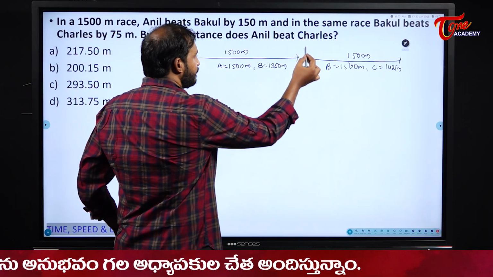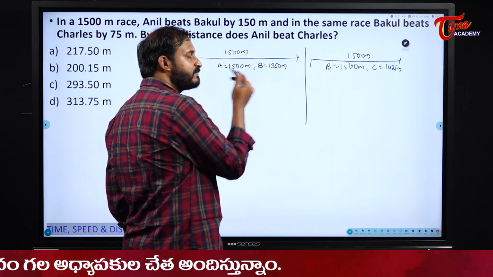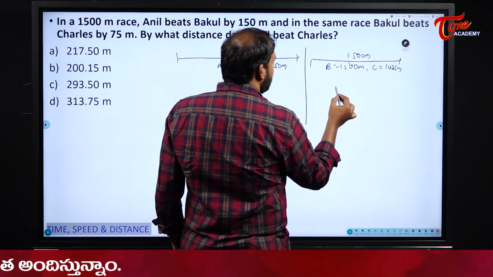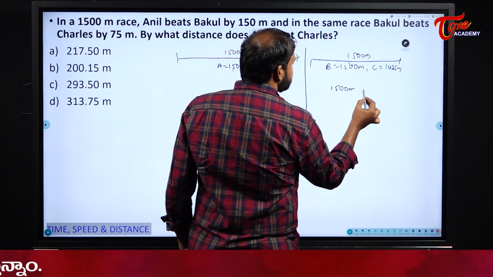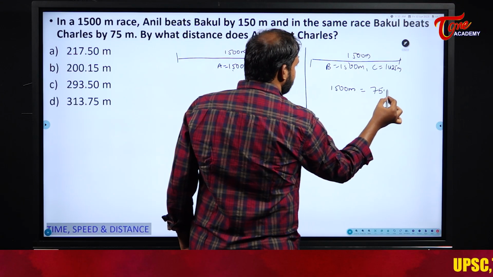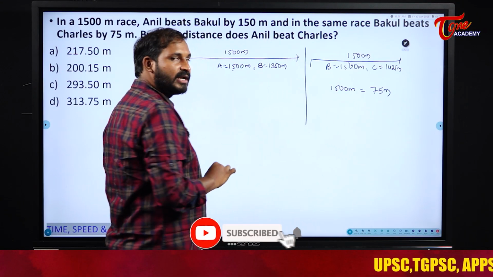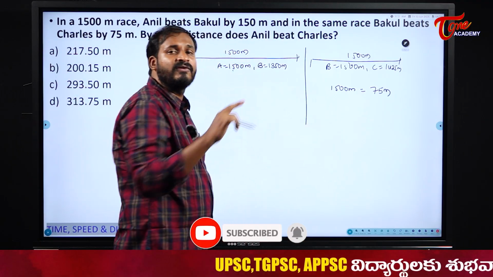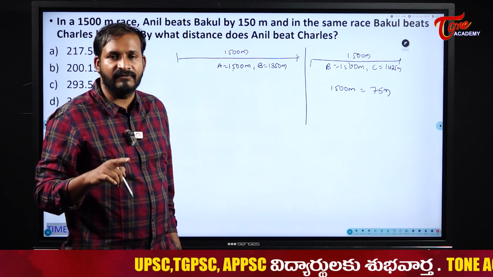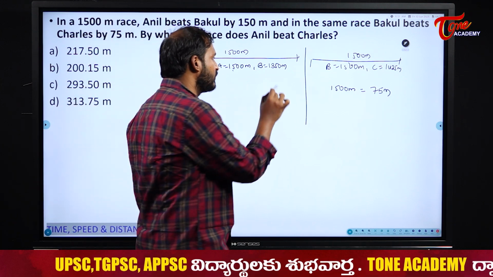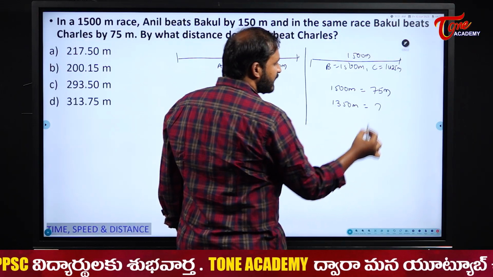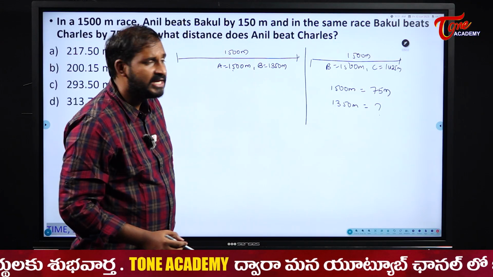See here. If Anil runs 1500 meters, Bakul will run for how much? 1350. So now in a 1500 meter race, Charles is getting a start of 75 meters. But is Bakul running 1500 meters here? No. Bakul is running just 1350 meters. Reverse of our initial cases. That's it. Nothing more. If Bakul runs for 1350 meters, how much does Charles get?